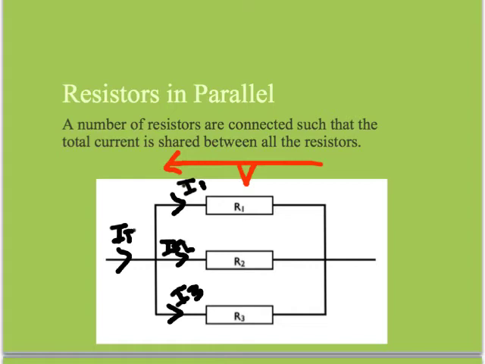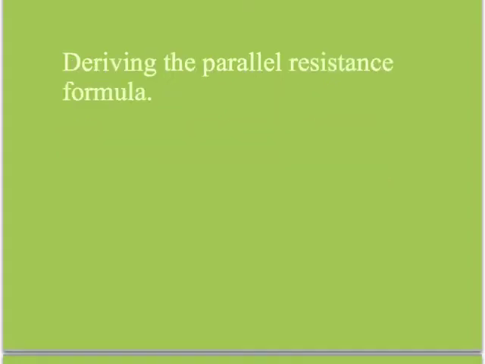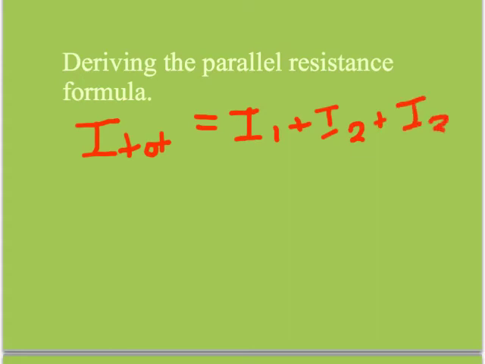and say that the total current is equal to I1 and I2 and I3. So total current, I total, is equal to I1 plus I2 plus I3.